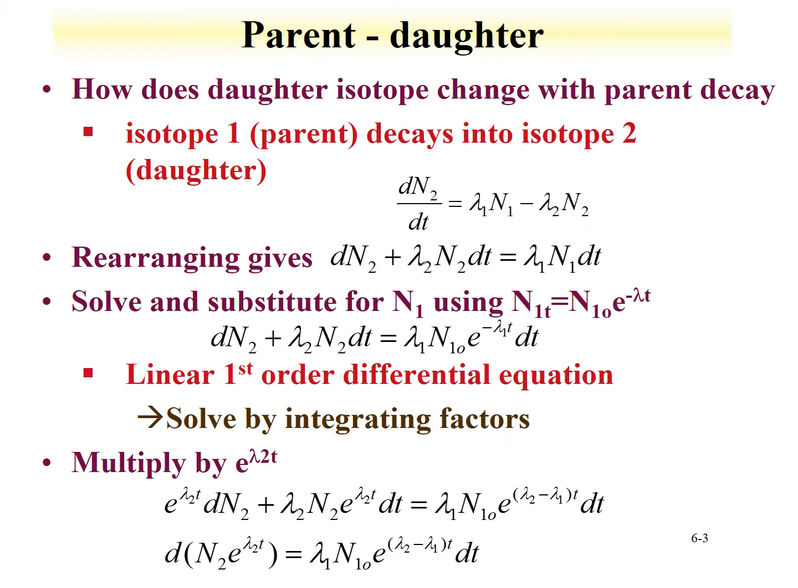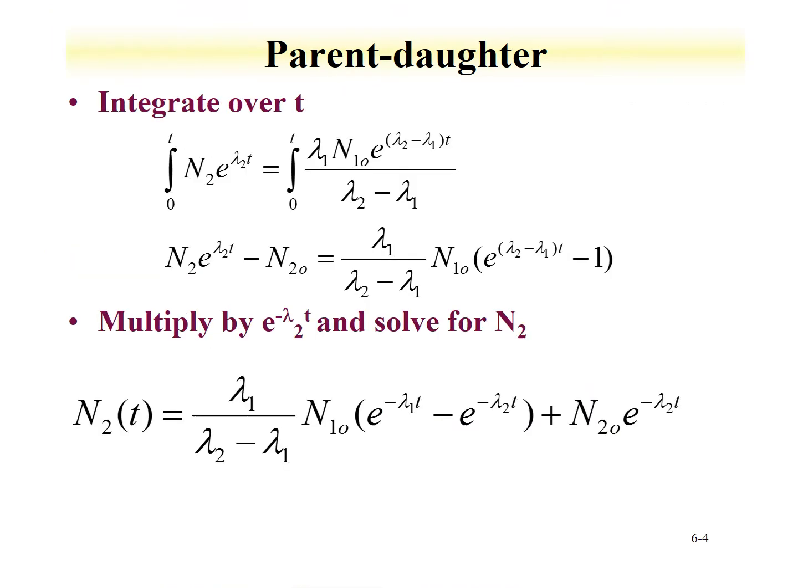We can take this equation and rearrange it into what's listed here. We solve and substitute for N1, so the number of parents at time t is equal to the initial number times e to the minus lambda 1 t. We get this equation. We solve this linear first order differential equation by integrating factors, so let's multiply by this term, and we wind up with an equation that's listed here. Okay, so now we have something that we can work with.